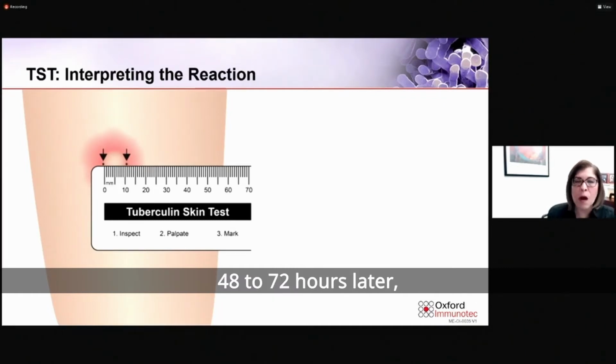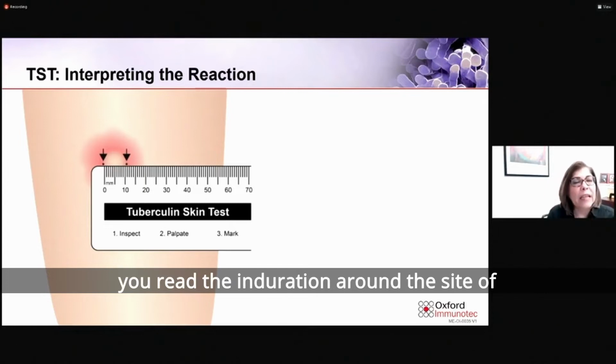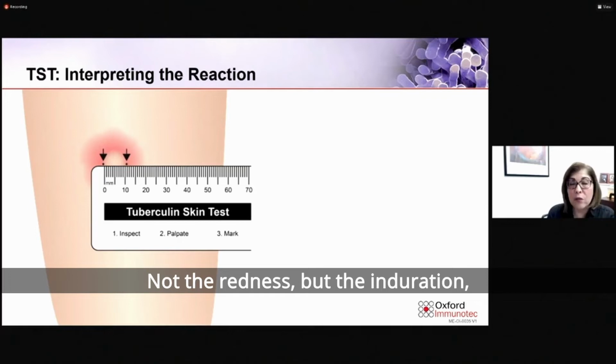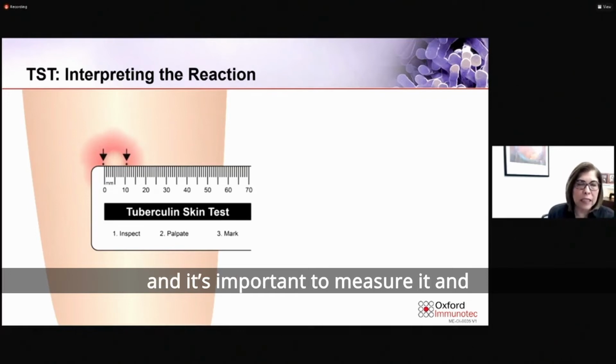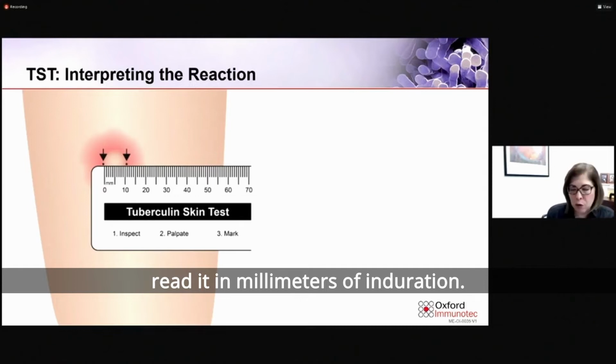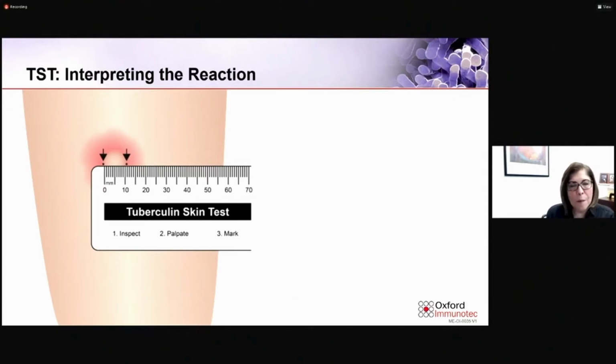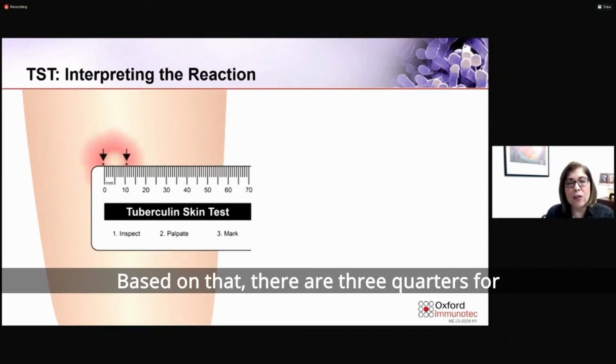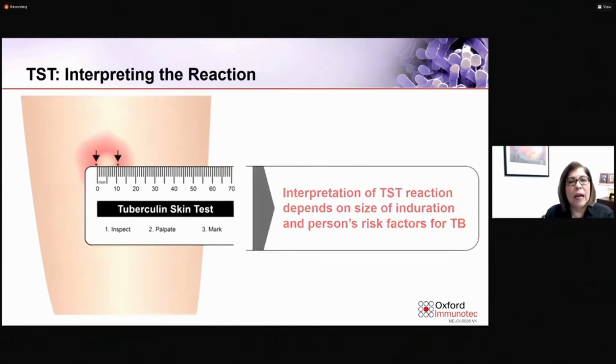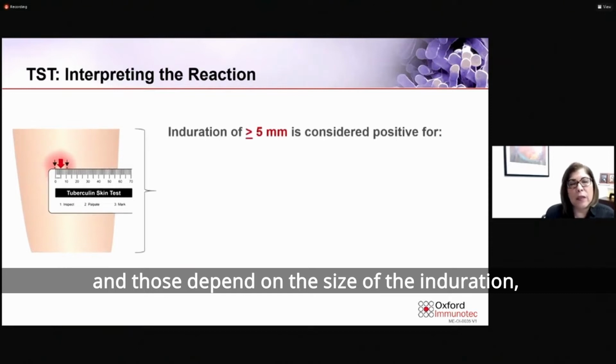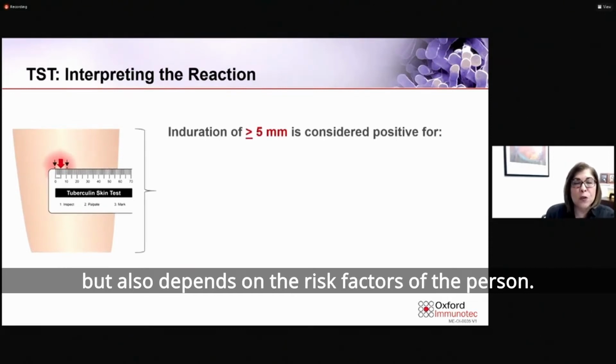48 to 72 hours later, you read the induration around the site of the injection, not the redness, but the induration. And it's important to measure it and read it in millimeters of induration. Based on that, there are 3 cutoffs for calling a positive PPD. And those depend on the size of the induration, but also depend on the risk factors of the person.